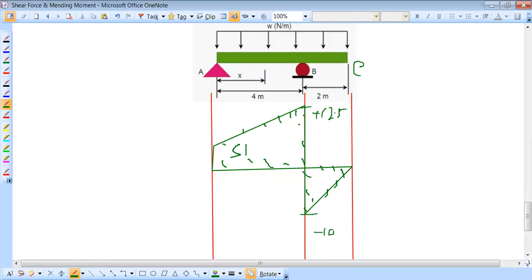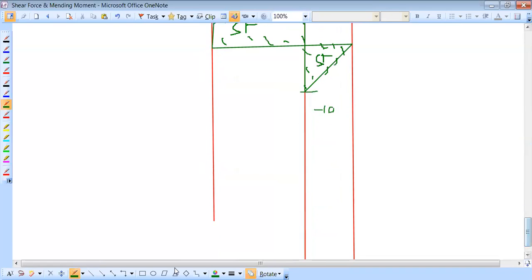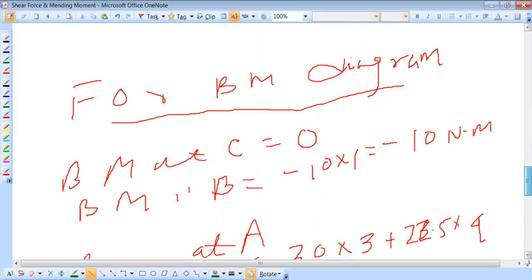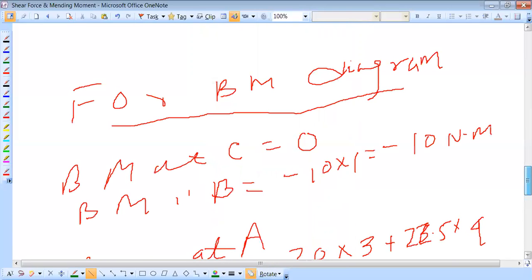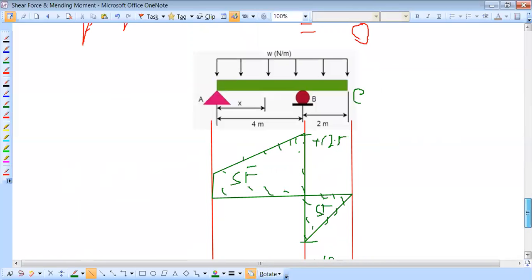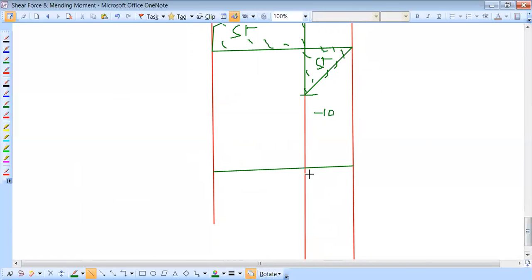SF. Then draw the BM diagram. So let's see how we can draw the BM diagram. Again, take a reference line here, and BM at C is equal to 0, BM at B is equal to negative. So C is equal to 0 and B is equal to negative. That means 0. So because of UDL, you draw the curved line.